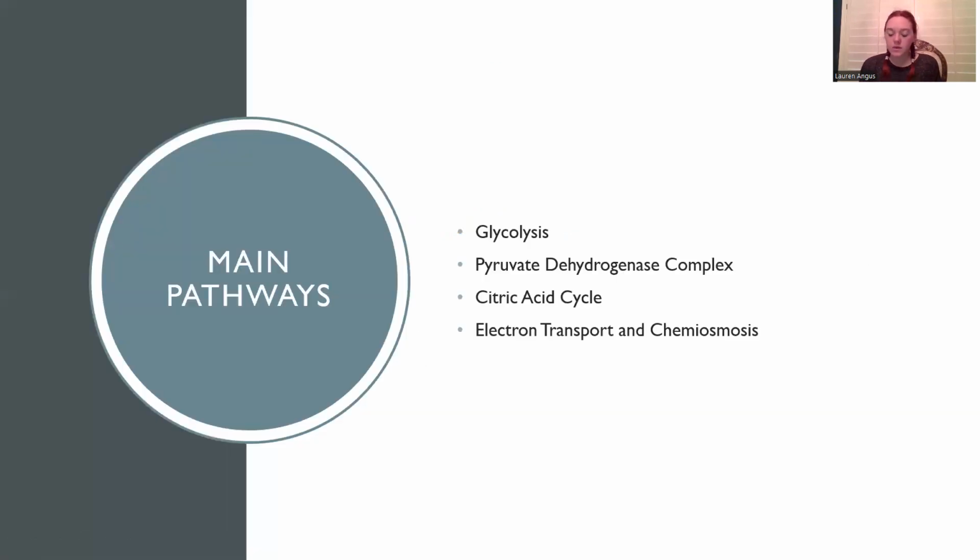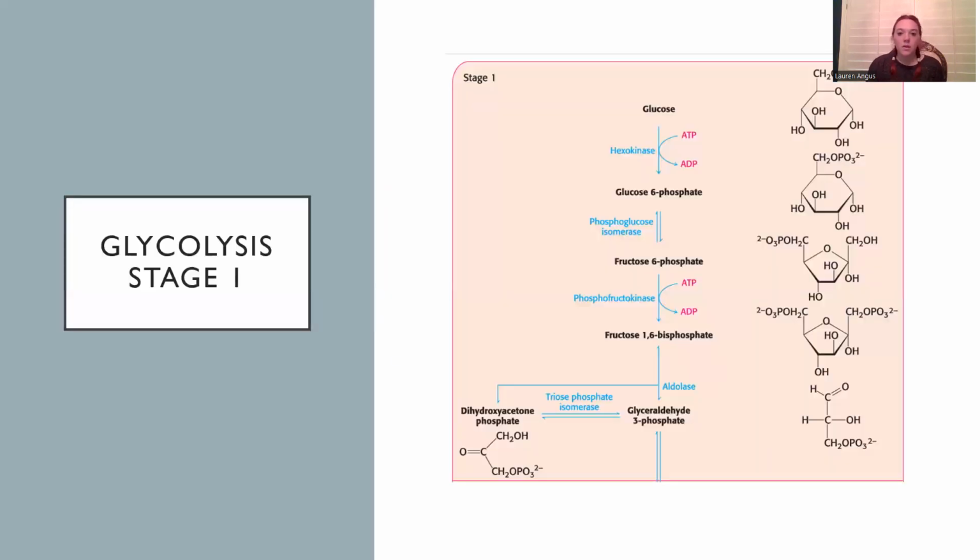All right, so with cellular respiration, the main pathways that we're going to talk about today are glycolysis, the pyruvate dehydrogenase complex, the citric acid cycle, and the electron transport and chemiosmosis. So, going into glycolysis, this is the first stage. What we need to talk about is the conversion of ATP to ADP.